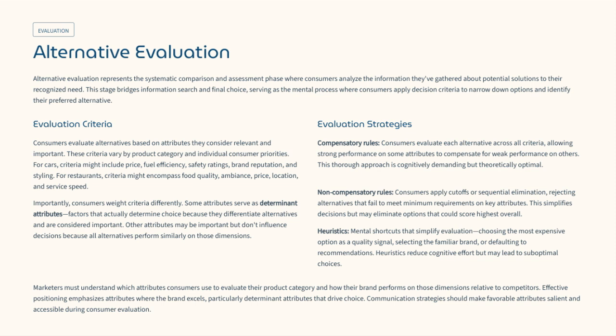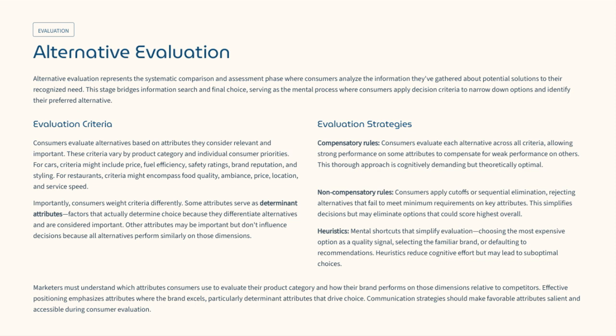Now, moving to decision rules, there are non-compensatory rules, where consumers set minimum cutoffs or eliminate options sequentially if they don't meet certain criteria. This makes decisions faster, but it might also mean rejecting options that could actually be the best overall. On the other hand, there are compensatory rules, where consumers evaluate all options across multiple criteria. Strong performance on some attributes can offset weaker scores on others, leading to a more thorough decision. Of course, this approach is more cognitively demanding, but often provides a more optimal choice.